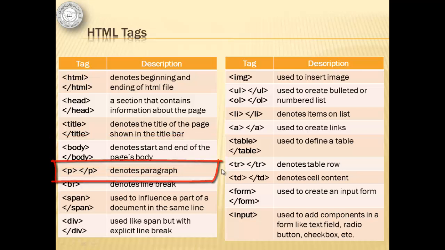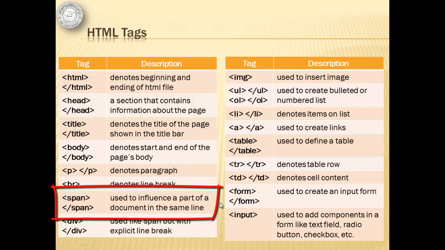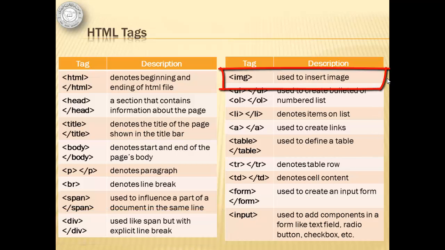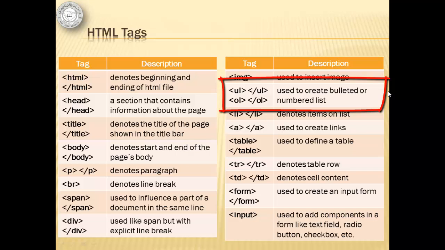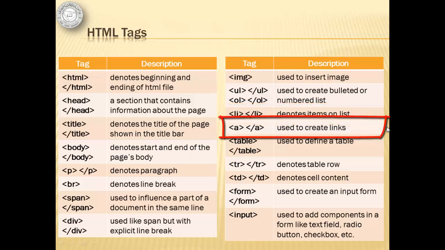P denotes paragraph. BR denotes line break. Span used to influence a part of a document in the same line. Div used like span but with explicit line break. IMG used to insert image. UL or OL used to create bulleted or numbered list. LI denotes items on list. A used to create links.